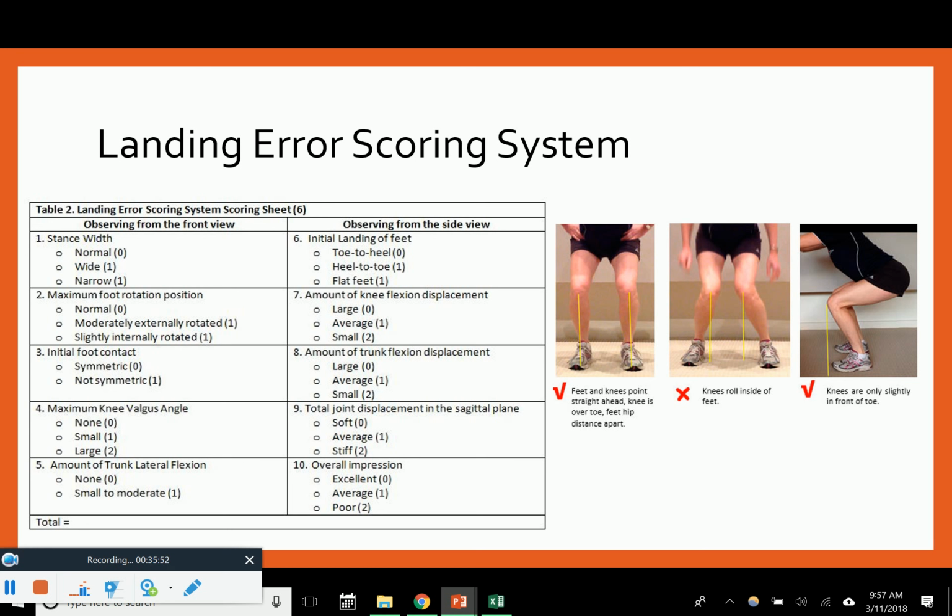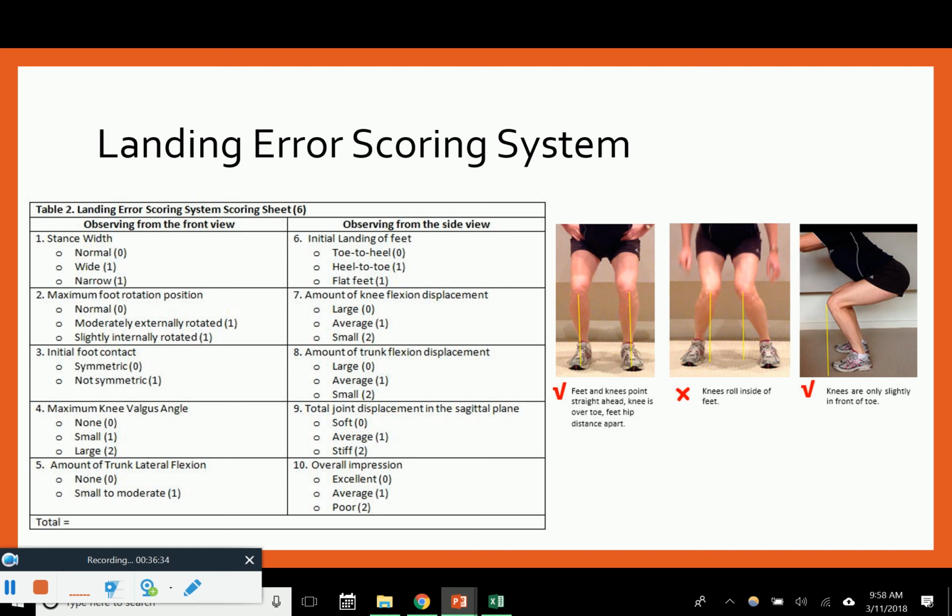You're going to look at when they land their stance width, their maximum foot rotation position, their initial foot contact, whether they land with both feet at the same time or they land one foot and then the other hits the ground. Their maximum knee valgus angle, so you don't want to see their knees caving in. Amount of trunk flexion, lateral flexion or forward and backwards flexion. Initial landing of the feet. Are they landing toe to heel, or are they landing heel to toe, or are they landing flat-footed? Amount of knee flexion displacement, amount of trunk flexion displacement, total joint displacement in the sagittal plane, and overall impression as a clinician.